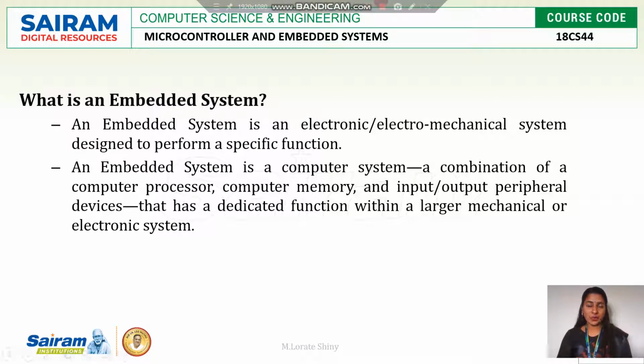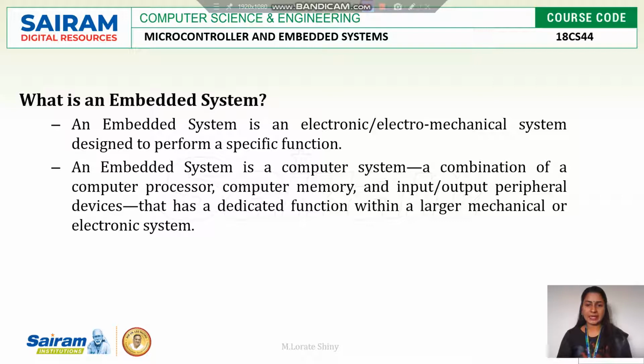The simple definition we all know is a combination of hardware and firmware. Here we are going to see another two definitions. An embedded system is an electronic or electromechanical system designed to perform a specific function. Okay. Every embedded system is unique, and the hardware as well as the firmware are highly specialized to the application function. And in another way we can define the embedded system.